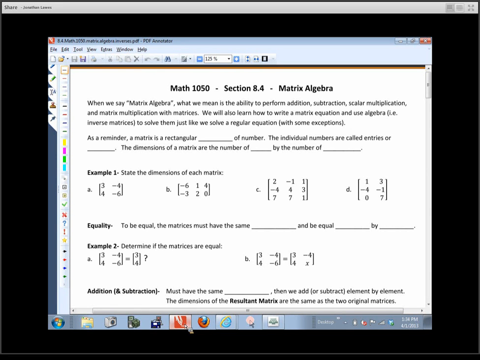Okay, so basically we're going to learn how to add, subtract, multiply, kind of divide matrices, and we're going to learn how to solve a system of equations using matrices.